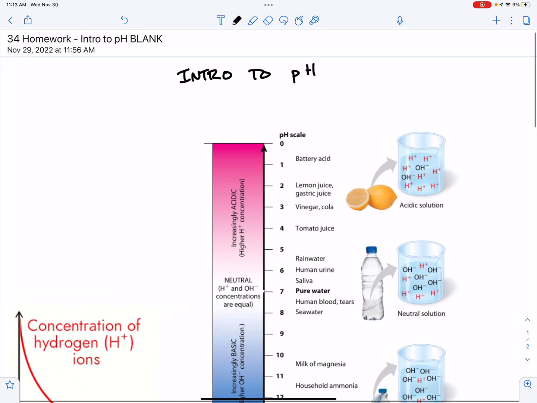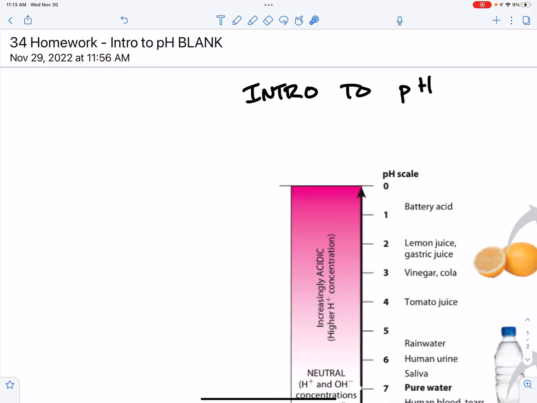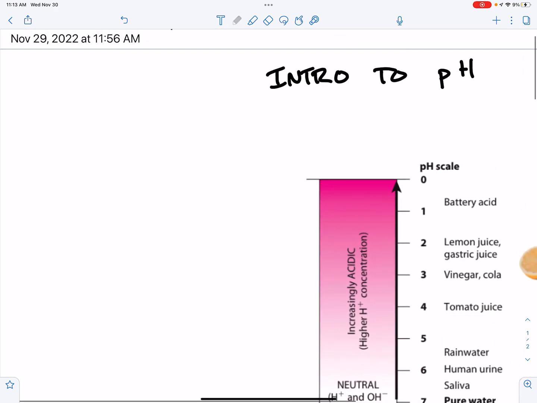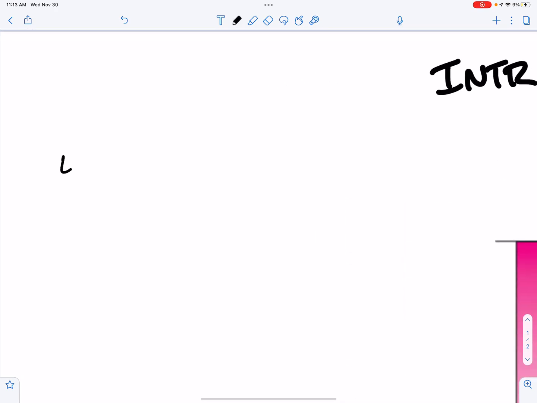And it's going to be important to understand pH because the pH of a solution is going to really impact how organic molecules function, especially our proteins. So for our upcoming biochemistry unit, it's going to be really important for you to understand pH. So pH. Let's talk first about something you know.